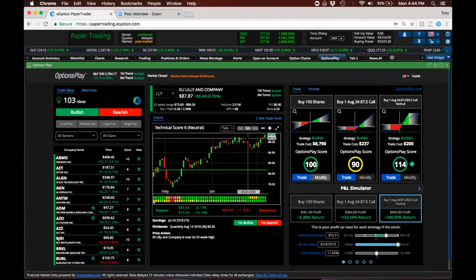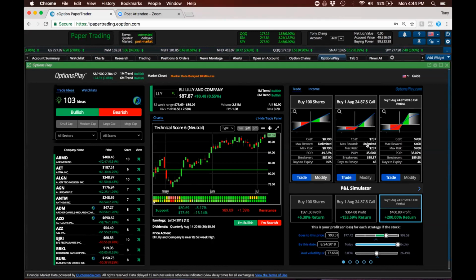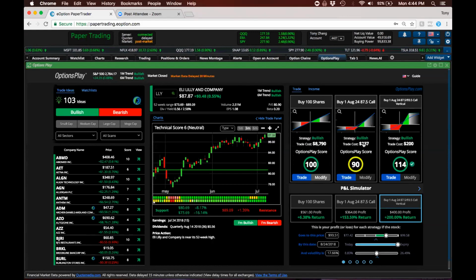So Eli Lilly is currently trading around 87. Here are 3 different strategies that you can take. Like I said, we looked at trading either a call, which is a little bit more expensive than trading a call vertical, but it gives you unlimited profit potential. So if the stock really takes off, you're able to take advantage of that, versus the call vertical has a max reward of $400. But instead of $237 per contract on a call, it only costs you $200 on a call vertical. So that lowers your risk. That also lowers your break-even cost on the option. And these are all things that you need to put into consideration when you're deciding which trade to make.